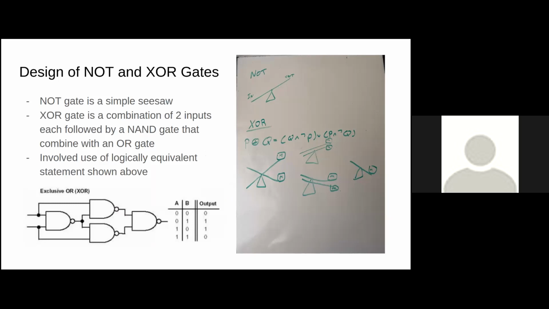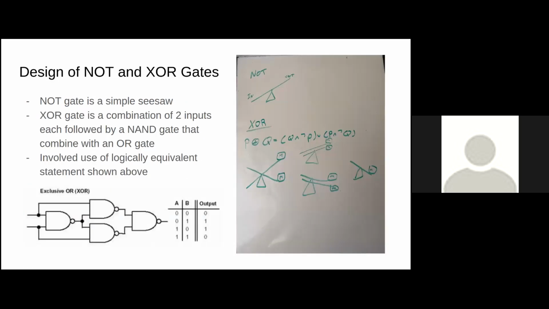An XOR gate is basically a combination of two NAND gates with an OR gate, and that's what this is trying to represent. You have an input, and each end will sort of trigger a NAND gate, which will combine with the OR gate using the same theory of torque that we had from the AND and OR gates.